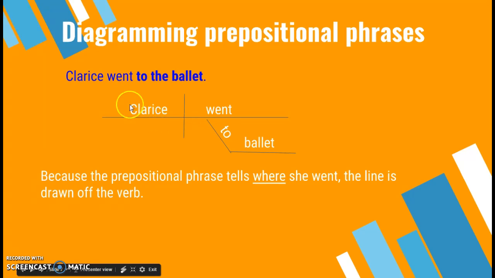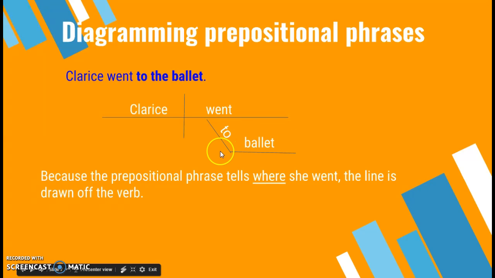So here we have Clarice went to the ballet. Clarice is our subject. Went is the verb. To the ballet tells us where she went. And so because it's modifying the verb and telling us where that happens, the line goes off of the verb. So you draw a line down just like we did with indirect objects. Our object of the preposition goes on the straight line just like our indirect object did. The only difference now is that we put the preposition here. So it's not an indirect object because we have the preposition here. We know it's a prepositional phrase.